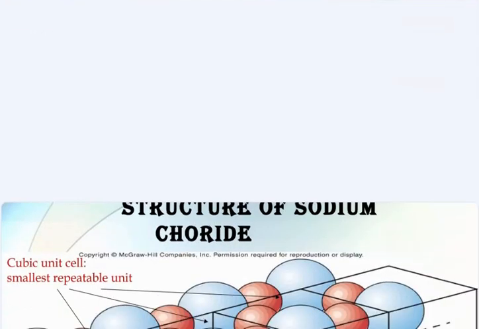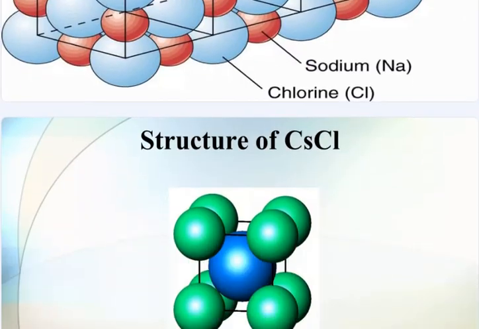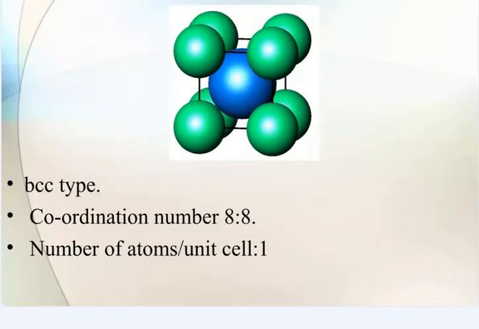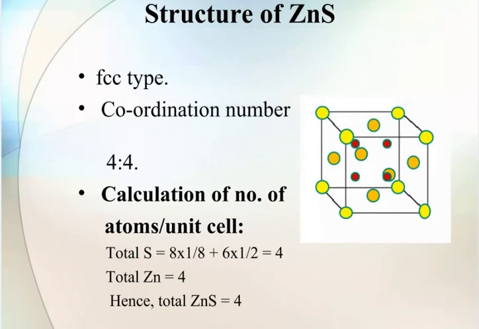center 1. So unit cell contents are 4 sodium chloride units per unit cell. Now check the sodium chloride structure here. This is cesium chloride, BCC type, coordination number 8:8, number of atoms per unit cell 1. Structure of zinc sulfide, FCC type, coordination number 4:4.